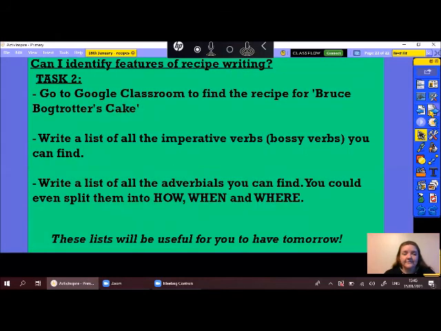For task 2 today, you need to go to Google Classroom and you'll find the recipe for Bruce Bogtrotter's cake, as well as the 2 recipes that we've already looked at today. We'd like you to write a list of all the imperative verbs, those bossy verbs that you can find. And this is where you can use any recipe books that you have at home as well. We'd also like you to write a list of the adverbials that you find. You need to make a list of how, when, or where the instructions are telling you to do things. These lists are going to be really useful for tomorrow's English lesson, so make sure you keep them safe.